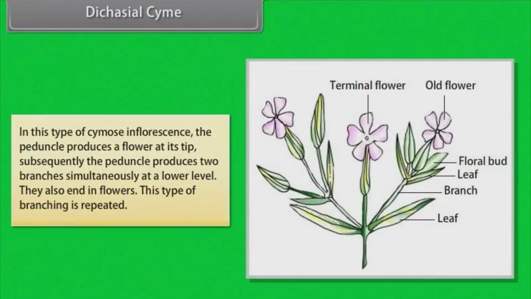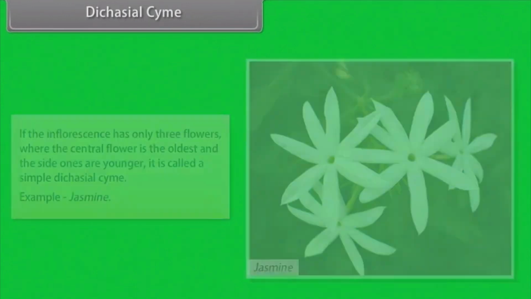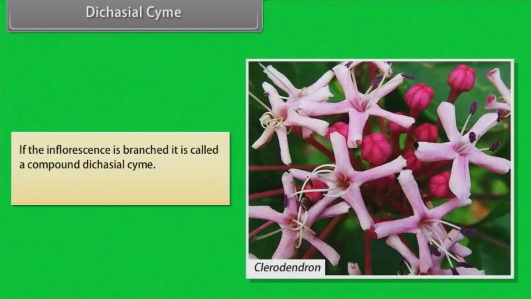Dicasial cyme. In this type of Cymose inflorescence, the peduncle produces a flower at its tip. Subsequently, the peduncle produces two branches simultaneously at a lower level. They also end in flowers. This type of branching is repeated. If the inflorescence has only 3 flowers, where the central flower is the oldest and the side ones are younger, it is called a simple dichasial cyme. Example, jasmine. If the inflorescence is branched, it is called a compound dichasial cyme. Example, clerodendron, ricea.